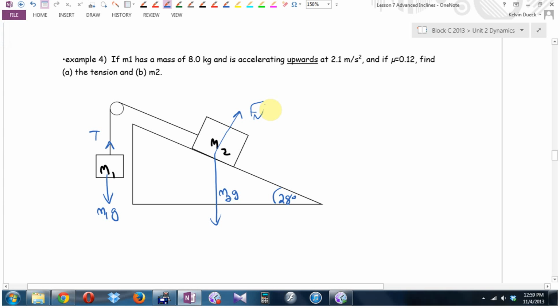So I'm kind of lazy. Which way is mass 2 moving? So which way is friction? So I'm going to have tension, and I'm going to have friction. And I'm going to go M2G perpendicular and M2G parallel.